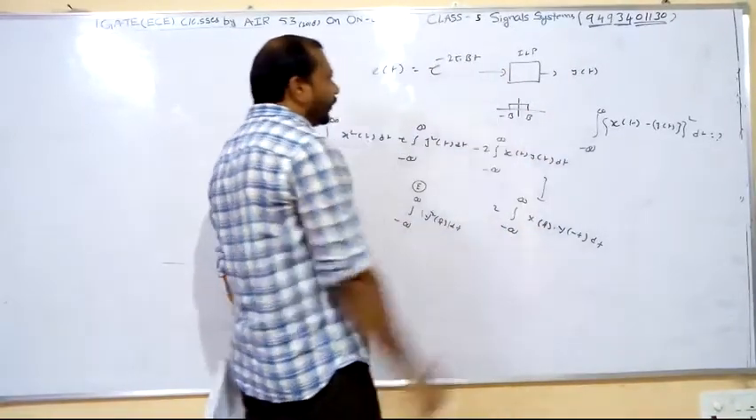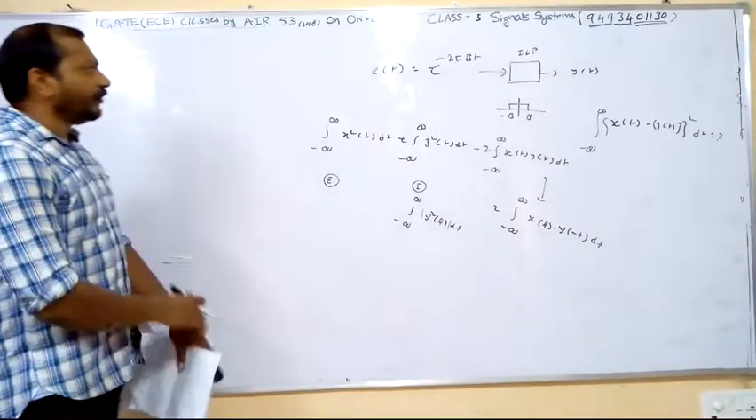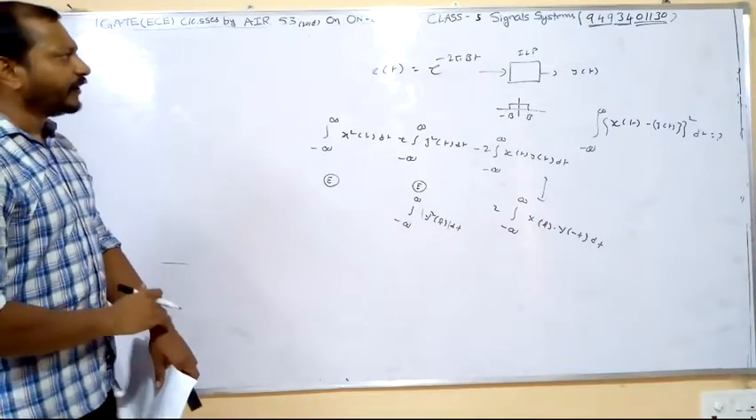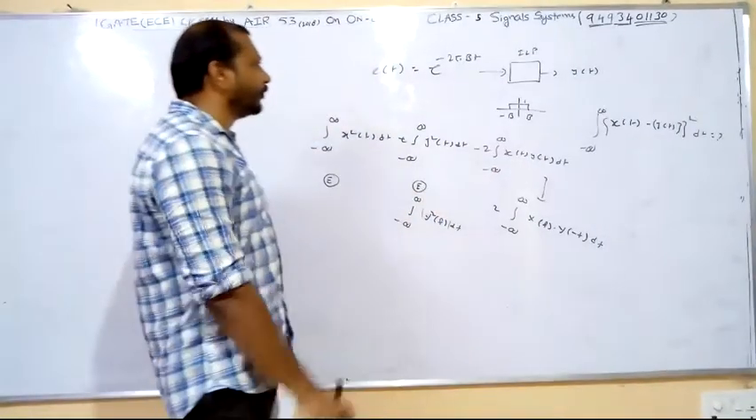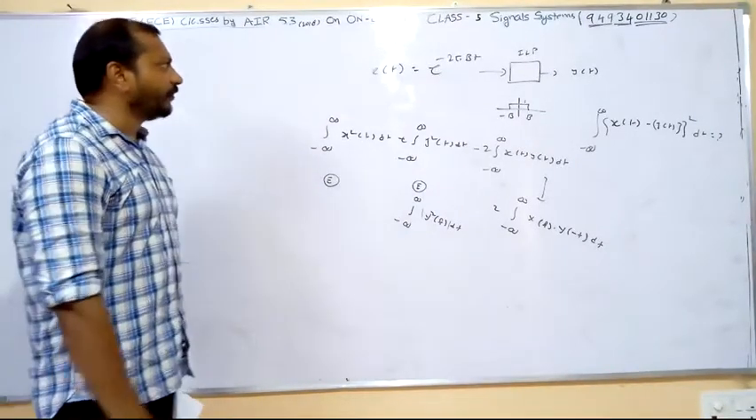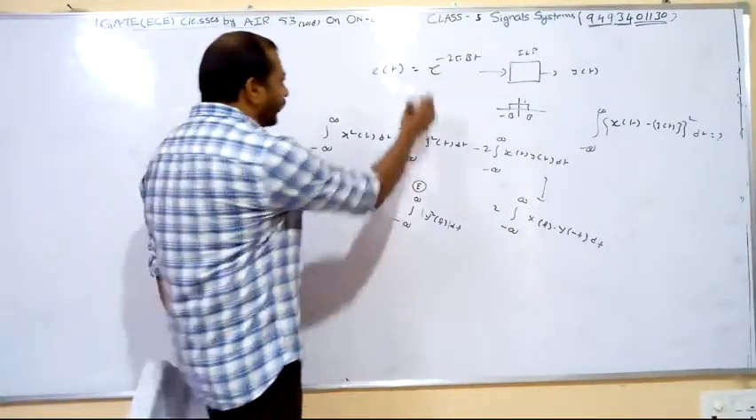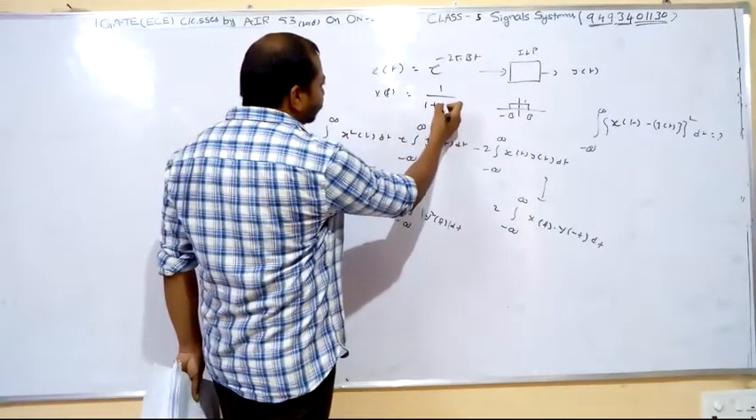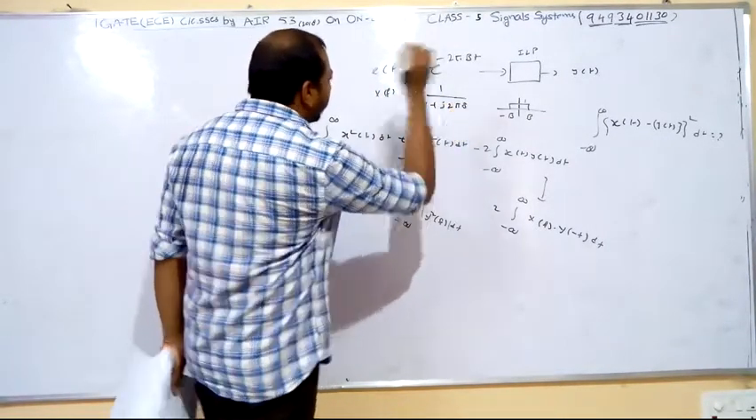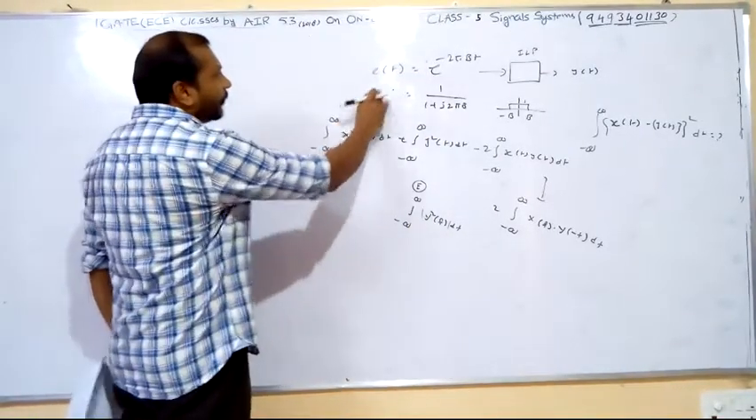Now coming to our output y of t. What is your output y of t? Y of t is nothing but simply the ideal low pass filter with the magnitude equal to 1 only. The corresponding frequency function they are asking for, with x of f, is simply what? 1 by 1 plus j 2 pi b.